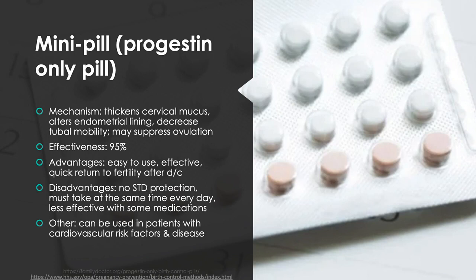They are about 95% effective, again, which can be greater with consistent use. Advantages include being easy to use, they're effective, and have a quick return to fertility after discontinuation. Disadvantages include that they do not provide STD protection. You must remember to take them at the same time each day, which is even more important for the progestin pills compared to the combined oral contraceptives, and that some medications may make them less effective. An additional benefit is that they can be used in patients with cardiovascular risk factors that cannot take combined pills due to estrogen.